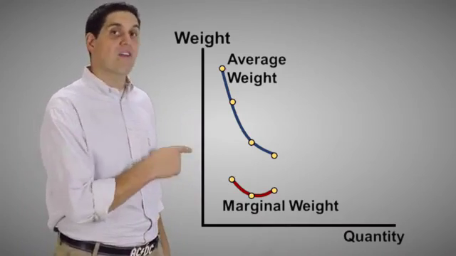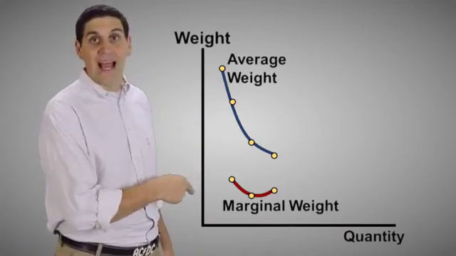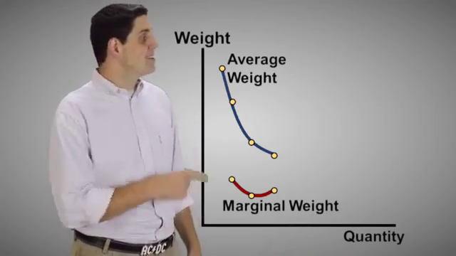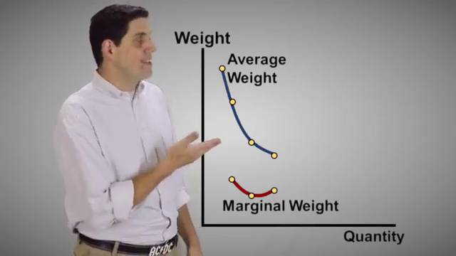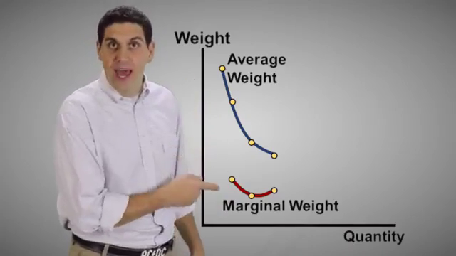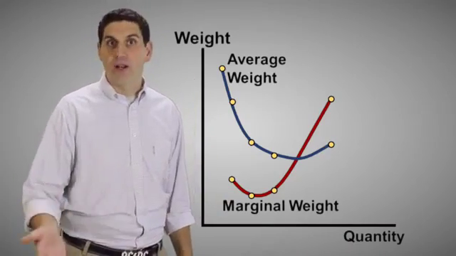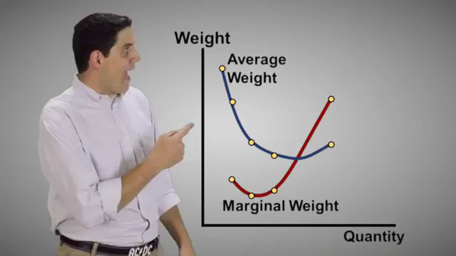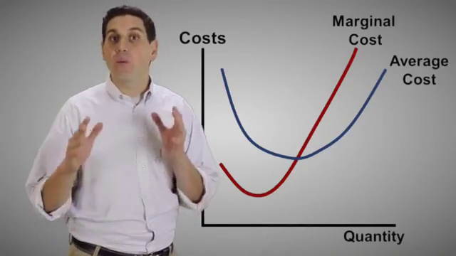Now let's say the next person who walks in the room is 60 pounds. Notice 60 pounds is higher than 50. So the marginal weight is actually going up. But the average weight is still going to fall because 60 is less than the average. As long as the marginal is less than the average, it's going to keep pulling the average down. Now, when the next person who walks in the room weighs 300 pounds up here, that's going to pull the average right back up. And it's the same thing with cost curves.